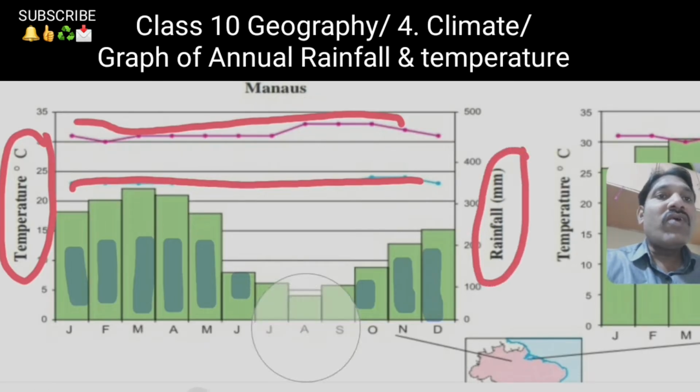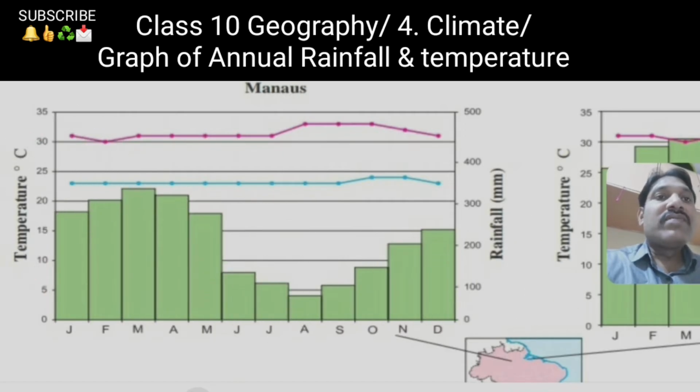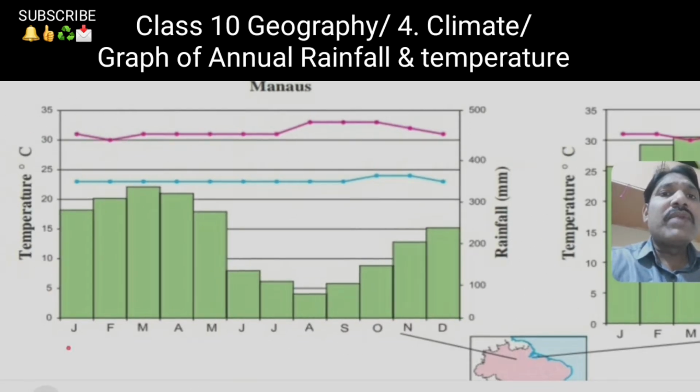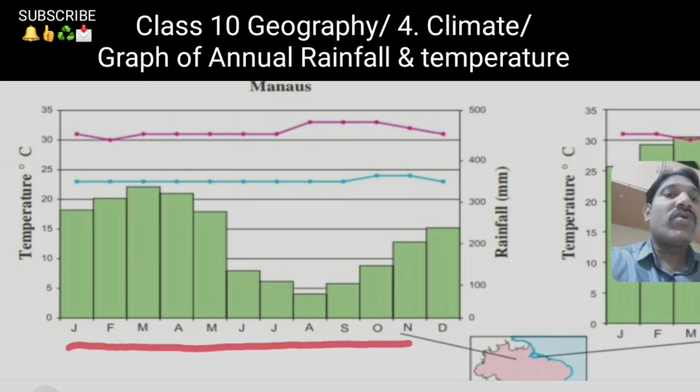Now let's try to understand the graph. Here below we can see the months are given: January, February, March, April, May, June, July, August, September, October, November and December. So month wise we have to study the temperature and rainfall.